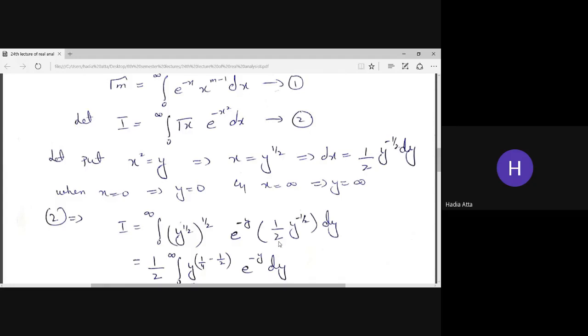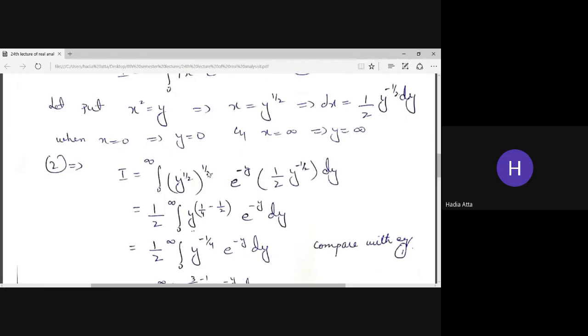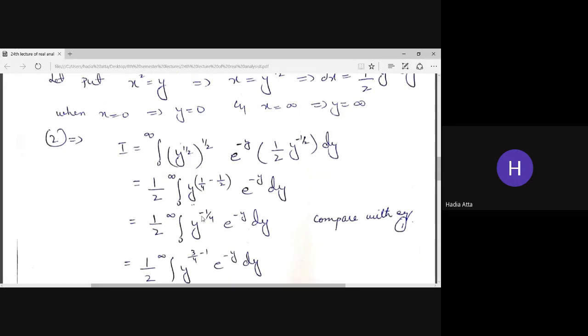Take 1 by 2 common over here, and this becomes 1 by 4. And here we have y to the power 1 by 2, 1 by 2. So the bases are the same, so add the powers. So here we will get y to the power 1 by 4 minus 1 by 2 into e to the power minus y dy. Now simplify this with the LCM, you will get y to the power minus 1 by 4 e to the power minus y dy. This is in the form of what?